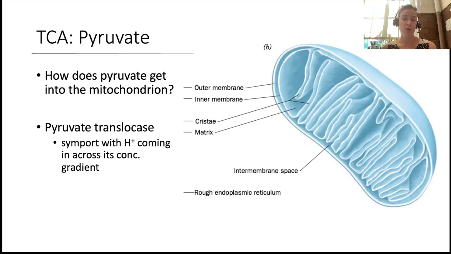The first transporter we're going to talk about moves pyruvate into the mitochondria so that the pyruvate can enter the citric acid cycle. It is moved in by a protein called pyruvate translocase. This is a symport with a proton coming in across its concentration gradient. Let's draw this out.